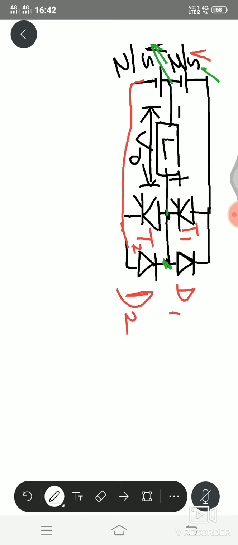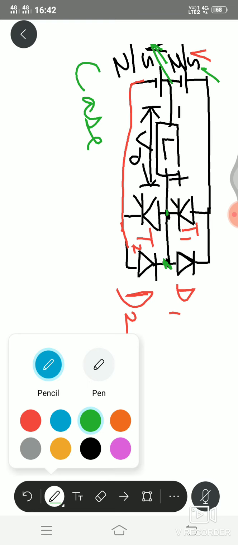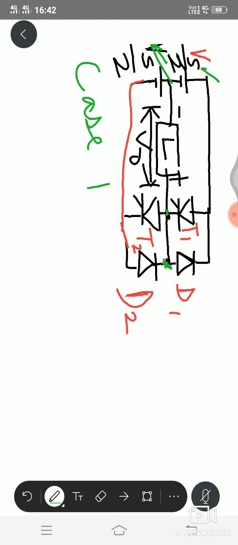So during the positive half, okay, it's not the positive half in this case. Now let us assume we are firing T1 during positive half. Let me make you understand in this manner. Let us write down case 1. Write down case 1 and note it down.